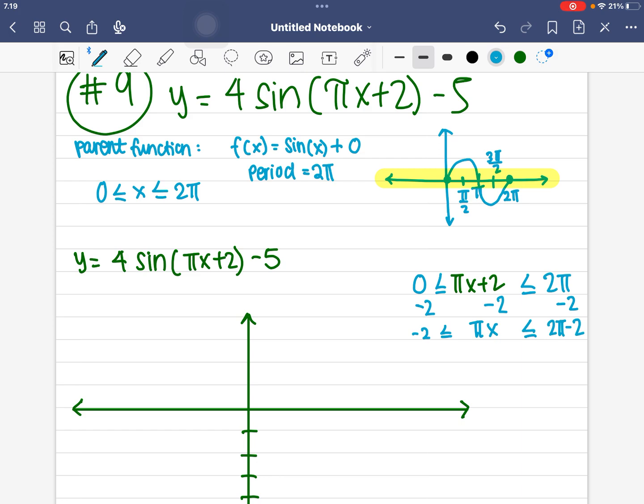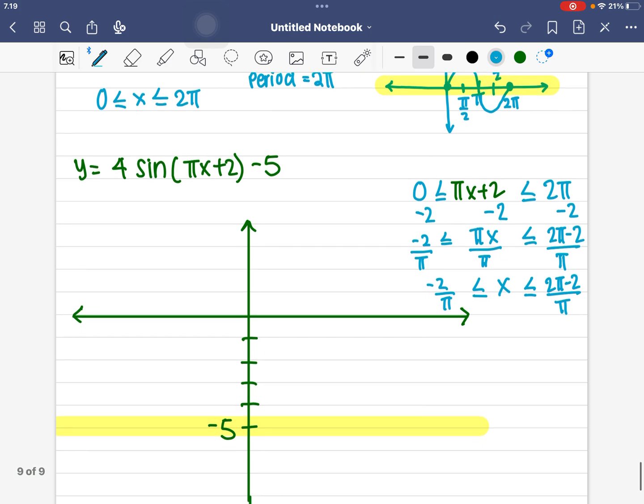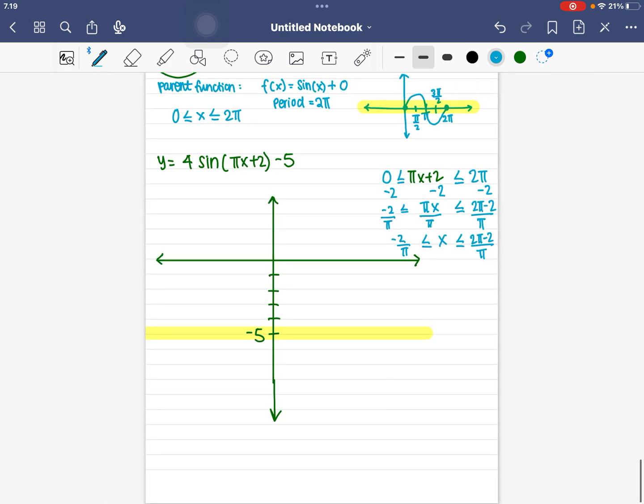And then I want to get rid of that pi in the middle. So divide by pi on all of these. Okay, negative 2 over pi. So you only have x in the middle now. Okay, and I'm going to leave it in this form here. It does kind of look ugly, but trust me, it's going to help us out in here.